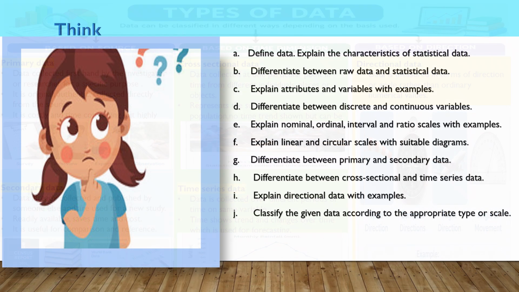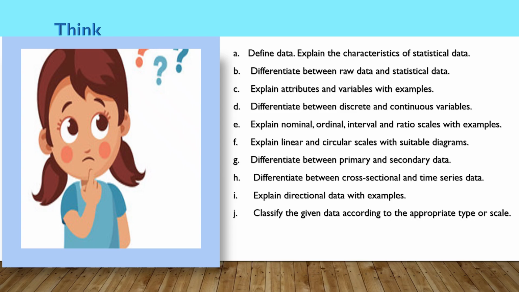So now let us discuss few questions which are frequently asked in university examinations. Questions such as define data, explain the characteristics of statistical data, and differentiate between, say, raw data and statistical data, between discrete and continuous variables, between primary and secondary data, between cross-sectional and time series data, directional data, with examples. Questions like explain attributes and variables with examples, classify the given data according to the appropriate type of scales, and so on.